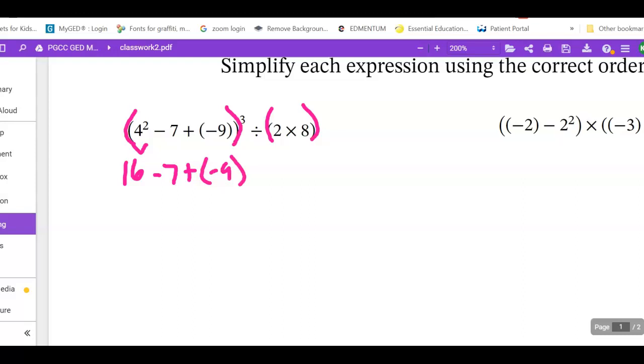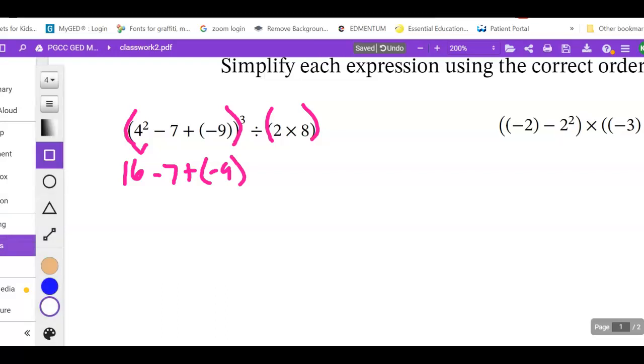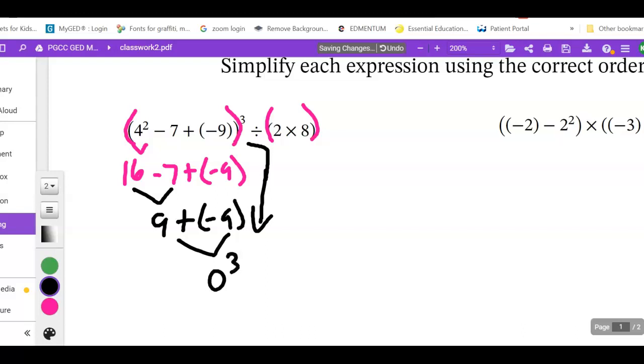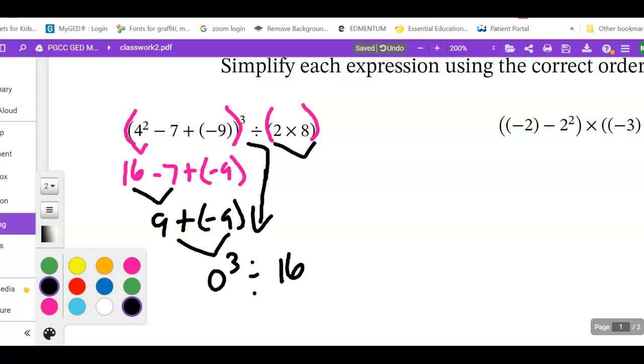Okay. So where do I go from here? Adding or subtracting, whatever I see first. And I see this. So I have my 16 minus 7, that gives me 9, right? Plus a negative 9. Guess what? Inside that parentheses, I have 0. But don't forget, the rest of that still needs to come down. All that needs to come down, right? So I'm going to put that 3 stays right there. And do that first. 2 times 8, that's going to give me 16. So this is where I am now.